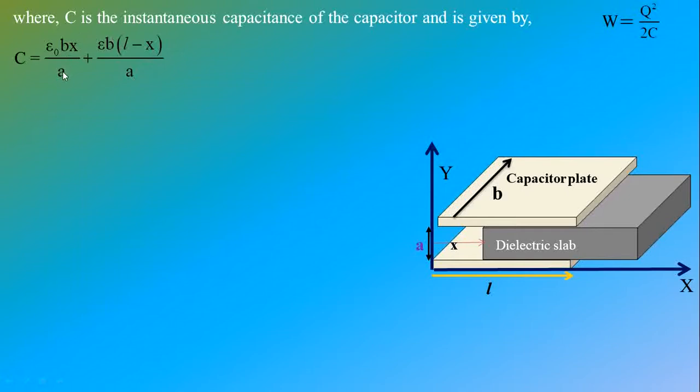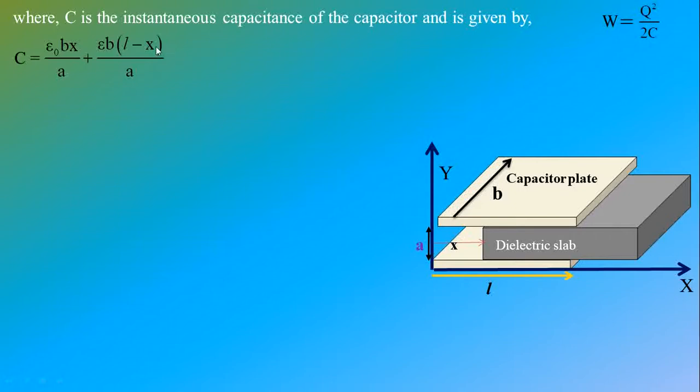What is this equation? The first term represents the free gap capacitance due to this free gap, because the dielectric slab is partially inserted, so there would be some free air in between the capacitor plates. The equation for the capacitance of a capacitor C is epsilon 0 A by D, where A is the area and D is here A. So area is B into X.